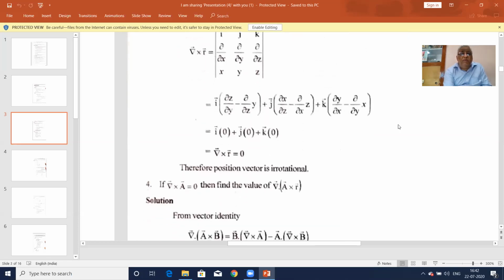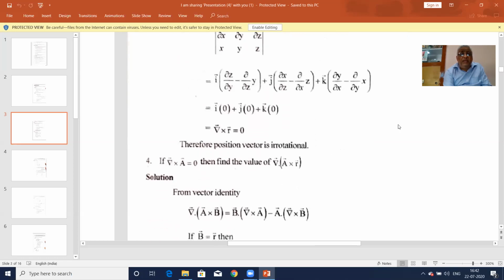Similarly, we'll go to another problem. We are using the curl of A. If curl of A is equal to 0, then find the divergence of A cross R, which is a very good identity. We have a vector identity which I showed in my first slide: divergence of A cross B is equal to B dot del cross A minus A dot del cross B, which you are seeing on the screen.